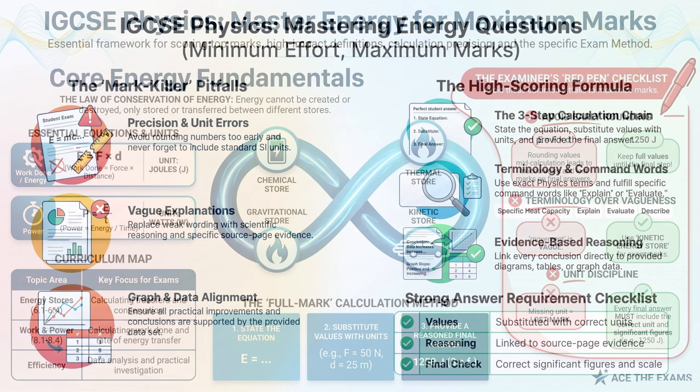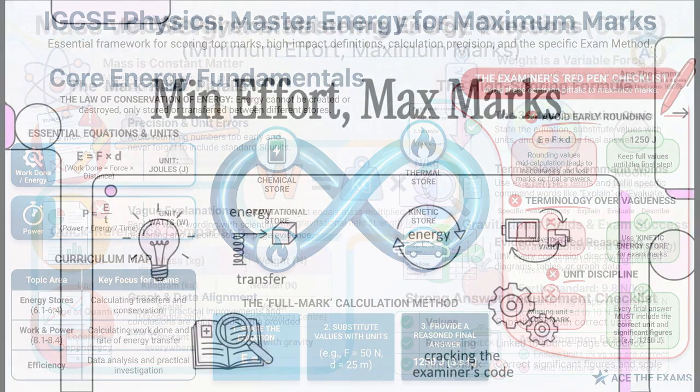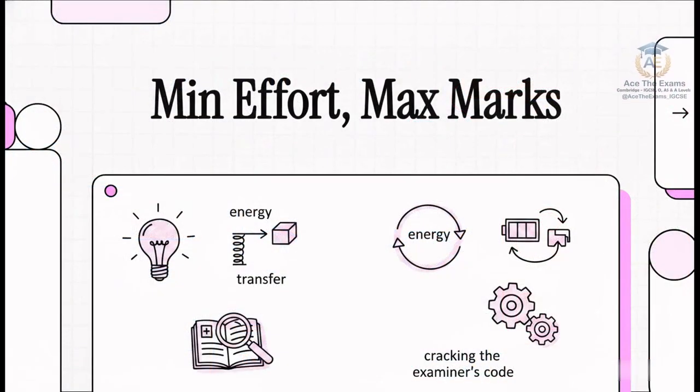You just finished a massive energy calculation. You remembered the formulas, you filled the page with your working out, and you feel great. But what if you open your results months later only to see a massive 0 for that entire section? It happens, and your final exam grade literally depends on what we are about to uncover today.